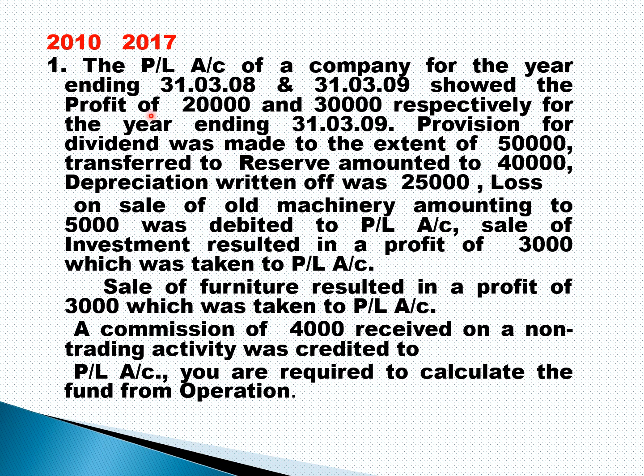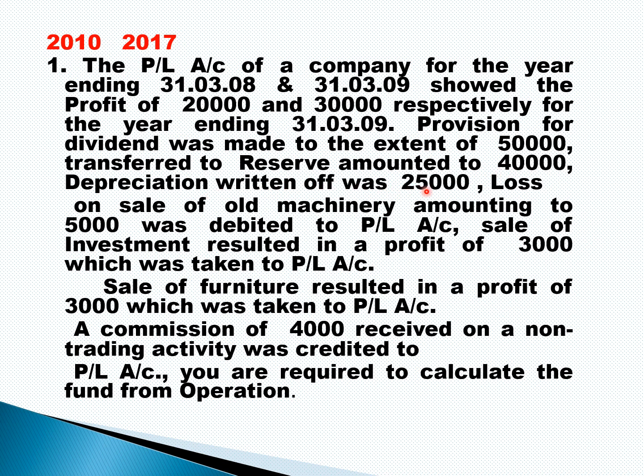First problem: the PL account of a company for the years ending 31/3/8 and 31/3/9 showed a profit of rupees 20,000 and 30,000 respectively. So 20,000 is called the last year profit and 30,000 is called the current year profit. Last year profit will come in credit side and current year profit will come in debit side. Provision for dividend was made to the extent of 50,000, will come in debit side.